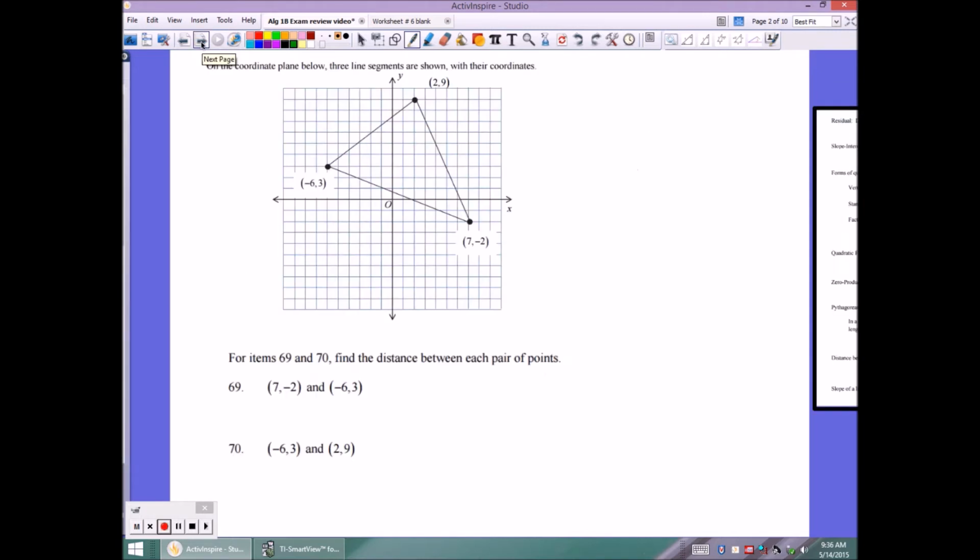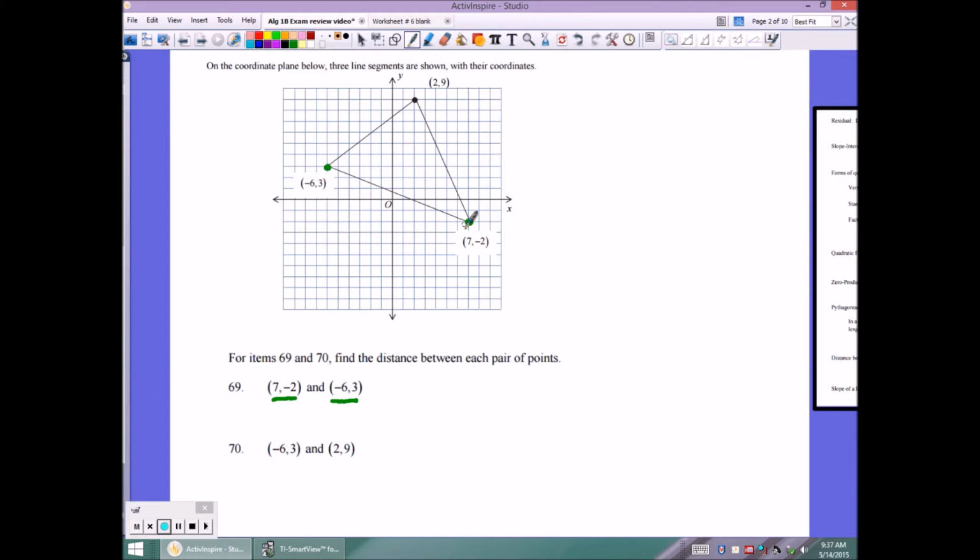All right. 69 and 70. Find the distance between each pair of points. All right, so we also have something called the distance formula. Now, as I taught it, you don't have to use the distance formula. You could say, if I want to find the distance between 7, -2, right here, this point right here, and -6, 3, you could make a right triangle, and you could do it either way. You could do it above or below.